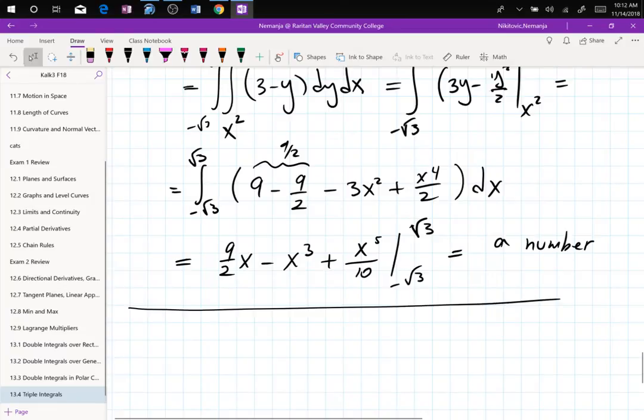We have time for one more. Should I do the sine one on the top or the e to the y one on the bottom? That way we're not only doing the planes and things. Sine one? Okay, problem 16.